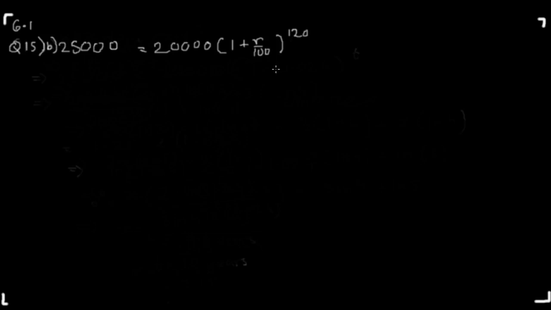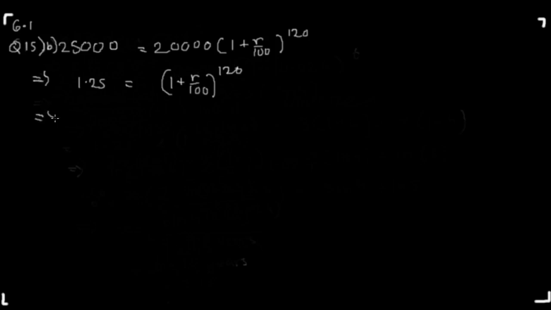Now we have that. But the thing is, we don't have the rate. So what can we do now? We can do pretty much the same thing, very similar. So put this down here. This would be 1.25, just like normal, and we would have 1 plus r over 100, to the power 120.